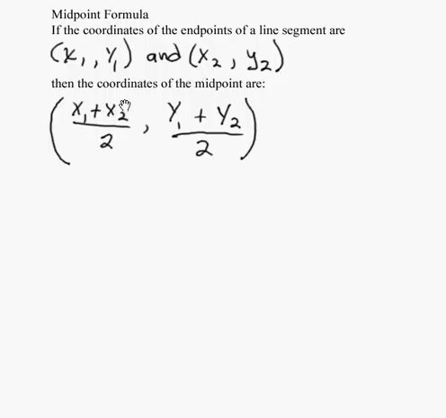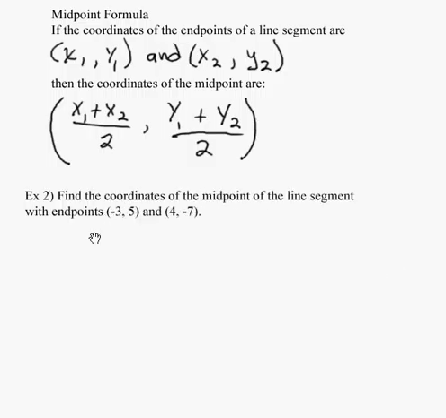So the formula for the midpoint is actually very easy to memorize. You are essentially averaging the x values, because remember, average, the mean, means add the scores together, divide by how many there are. There are 2 x values. We're adding the 2 x values together, dividing by 2. There are 2 y values. Add them together, divide by 2. And that's the formula for finding the midpoint of any 2 points.